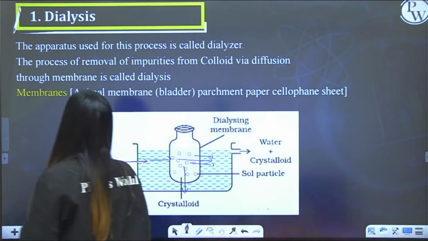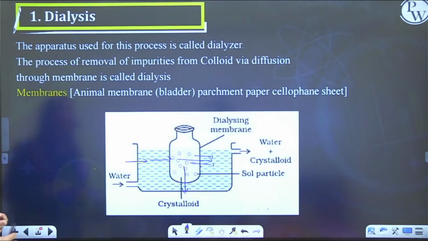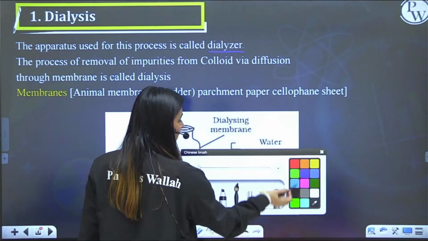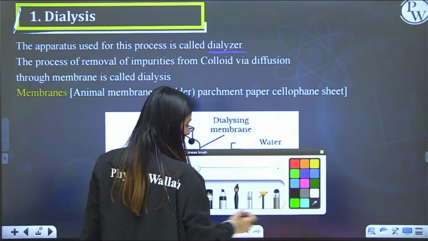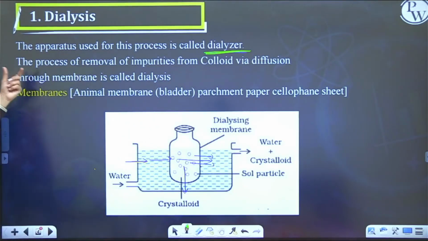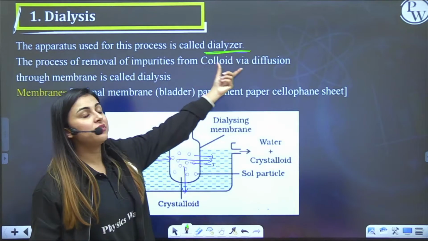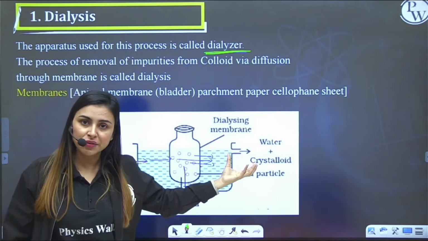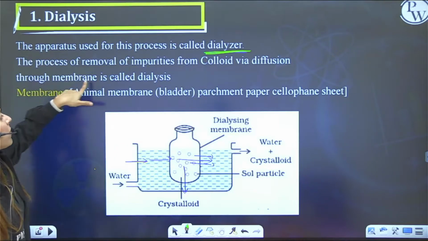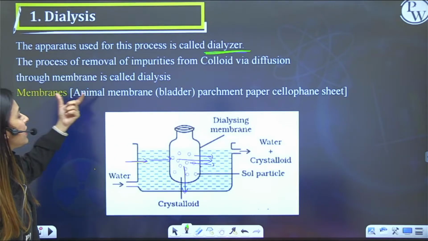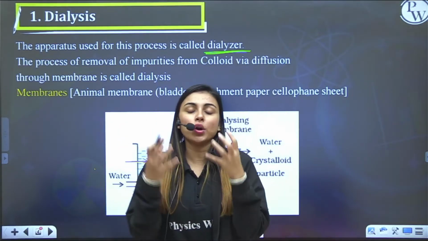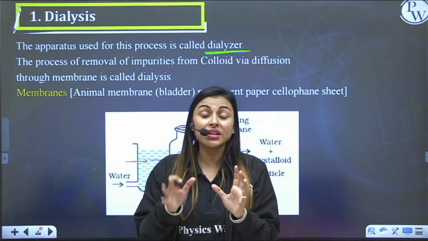Now let's read it. The apparatus used for this process is called a dialyzer. Next, the process of removal of impurities from the colloid by diffusion through the membrane is called the dialysis process. The membrane is an animal membrane, parchment paper or cellophane sheet. This tells you what the membrane is made of. So these are a few things which you need to remember.